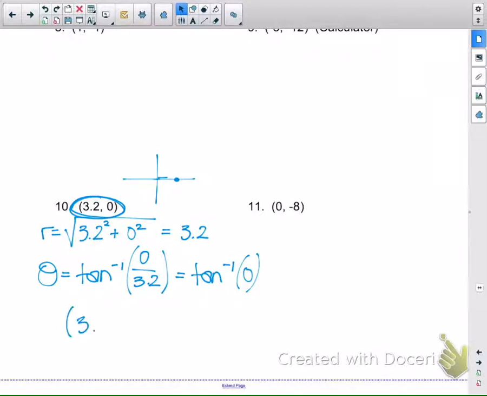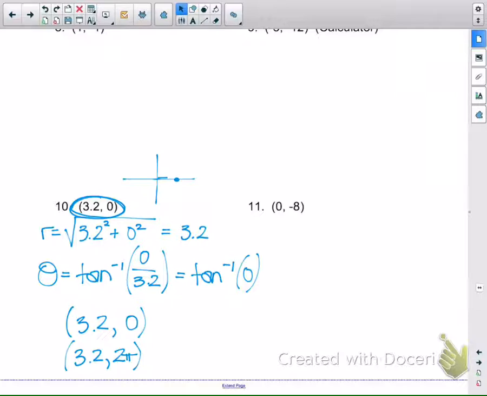All right, so I have options for what I could use. I could use 3.2 and 0. I could use 3.2 and 2 pi. Why can I not use pi? Because that would be negative. Either one of those would be appropriate answers.